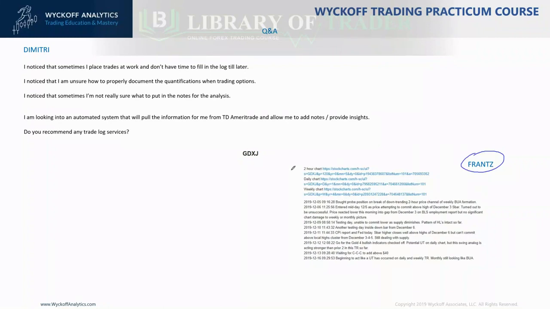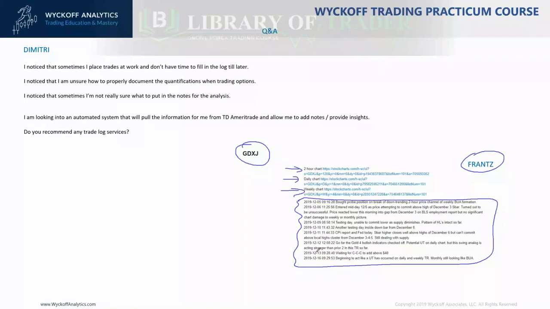And he's showing us here how he's looking at the gold miners juniors stocks, and he could connect it to specific charts and specific time frames, and then have the journaling, meaning each day he could fill out his thoughts on what's going on.